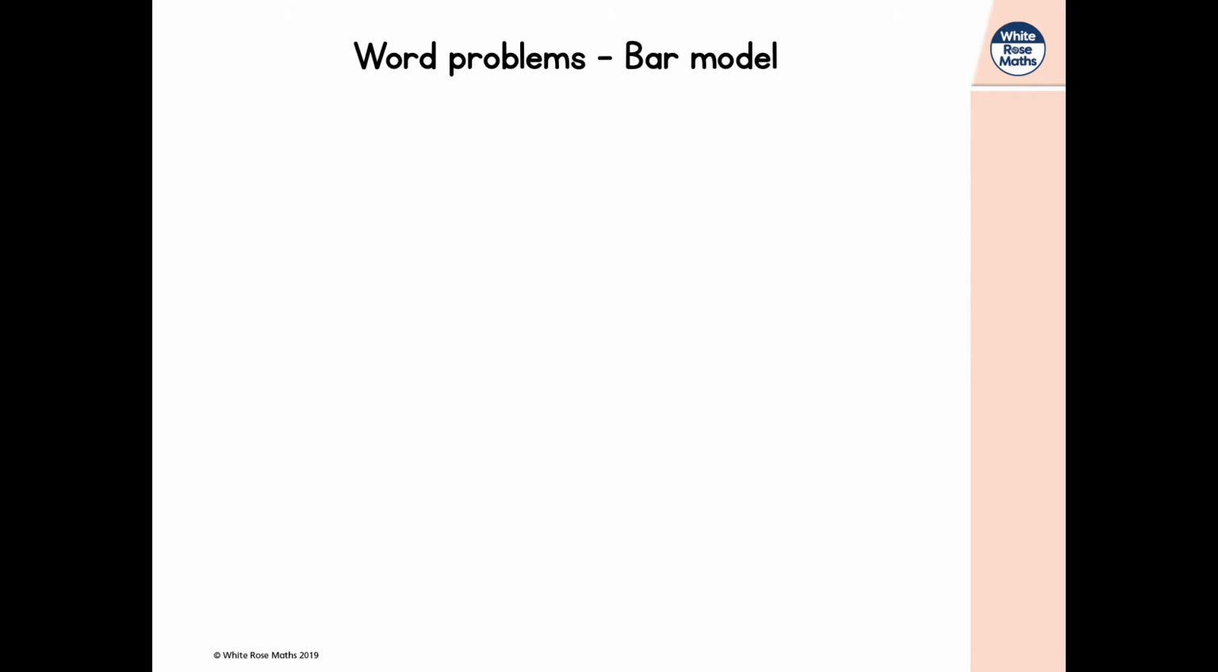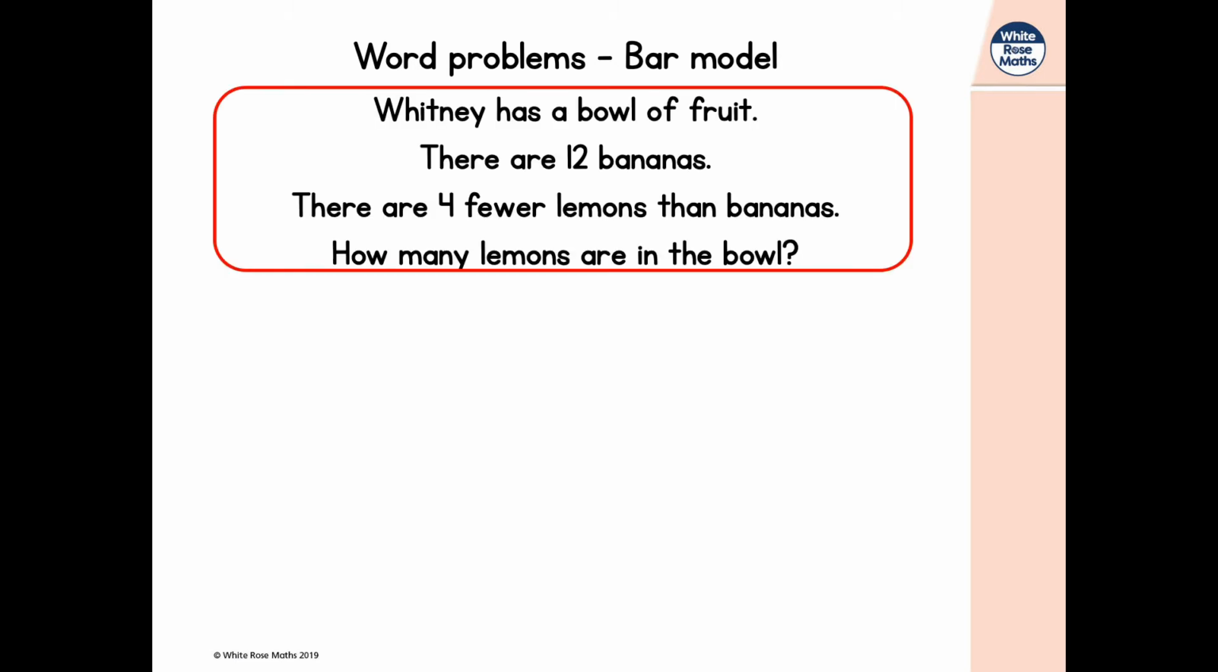Now let's look at a word problem, but this time we're going to use a bar model. Have you used a bar model before? Let's read the question. Whitney has a bowl of fruit. There are 12 bananas. There are 4 fewer lemons than bananas. How many lemons are in the bowl?